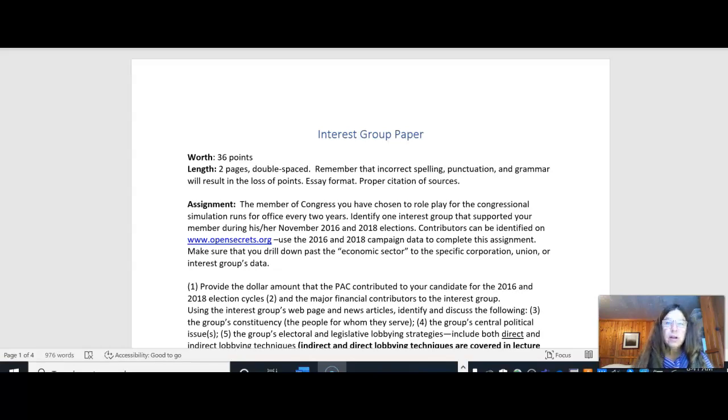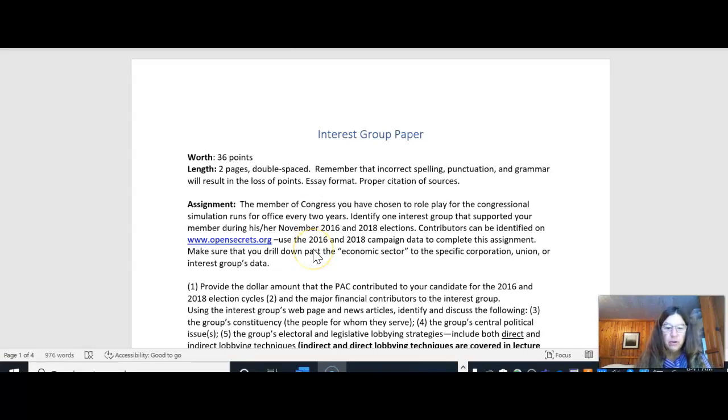So today I want to talk about the upcoming interest group lobbying paper assignment. It is posted on Blackboard in a file folder, and the Dropbox for that assignment is there as well. This is worth 36 points total, about 2 pages, double space. For this assignment, things like correct spelling, punctuation, and grammar are important.